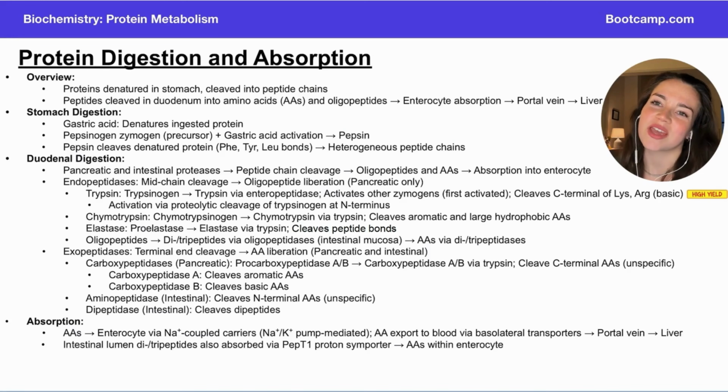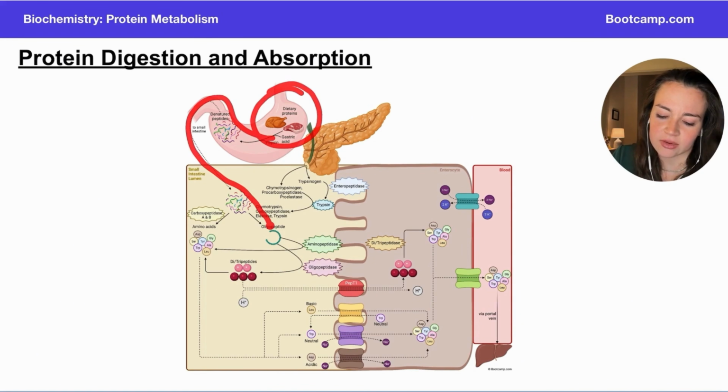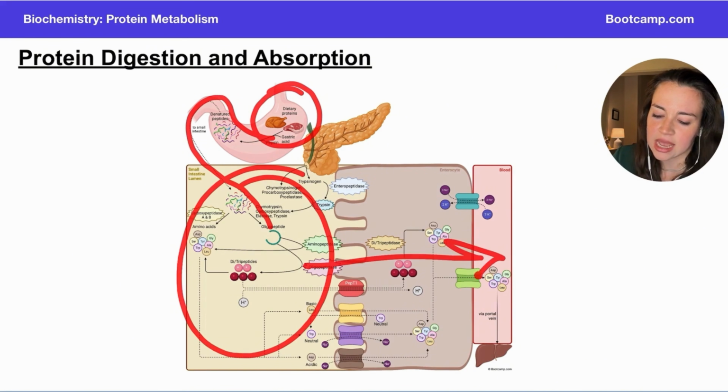Hi everyone, my name is Paige, and thank you so much for joining me for our lesson on protein digestion and absorption. In this video, we're going to be walking through this big diagram here, which I promise isn't so scary once we get into it. Basically it shows what happens after we take in protein in our diet. How does it get broken down in the intestine and then absorbed?